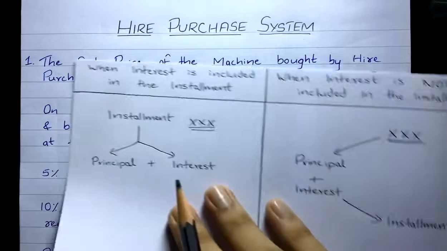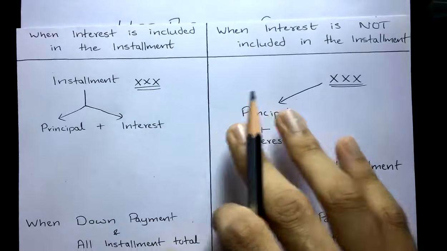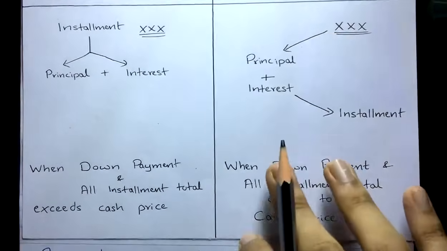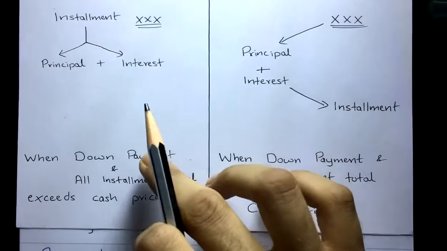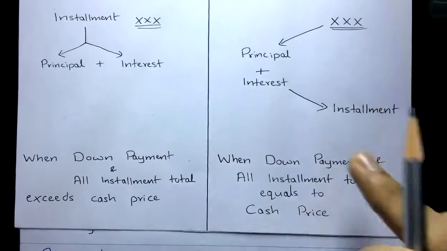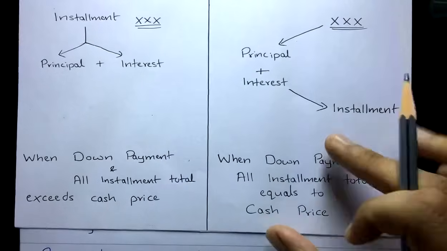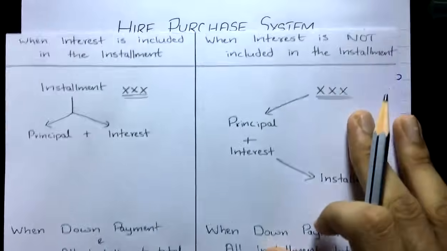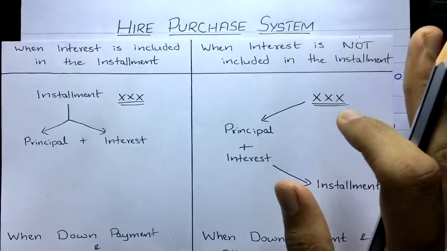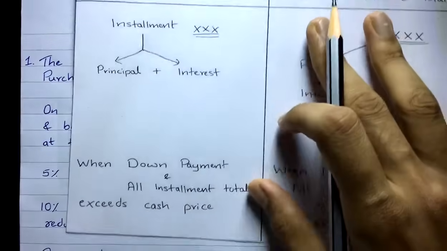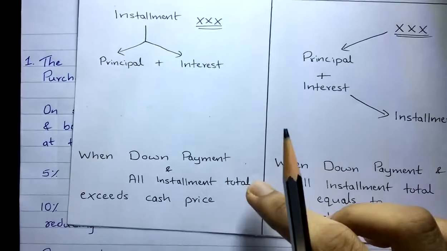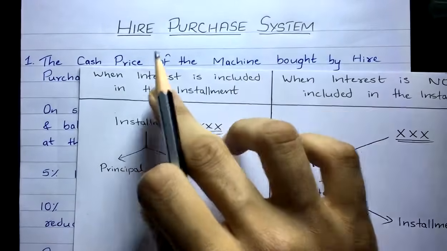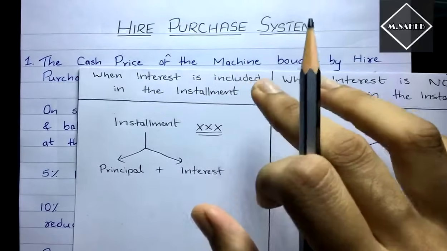I told you in the last video, this is the most important thing that you need to identify to solve the problem correctly. To identify, you have to compare the cash price and the total of down payment and all the installments. If the down payment and all installment total is equal to cash price, then interest is not included in the installment. That is case 2. And if down payment and all installment total exceeds cash price, then interest is included in the installment. So you can easily identify this.